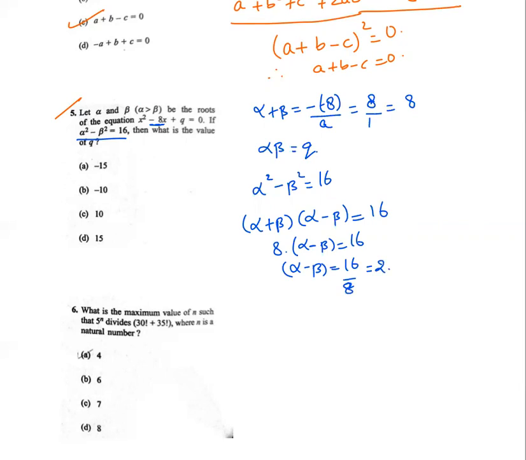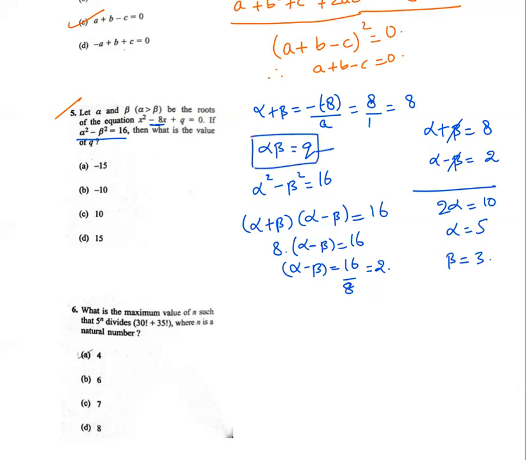So here we got α + β = 8, and α − β = 2. Now if I add these two equations, β and β will cancel. We have 2α = 10, or α = 5. If α is 5, we know α + β is 8, so β will be equal to 3. Now what is q? q is equal to α times β, so 5 into 3 is 15. So the answer is positive 15.